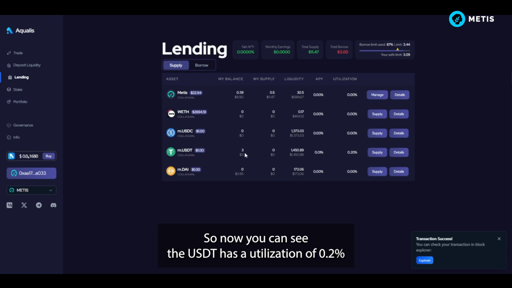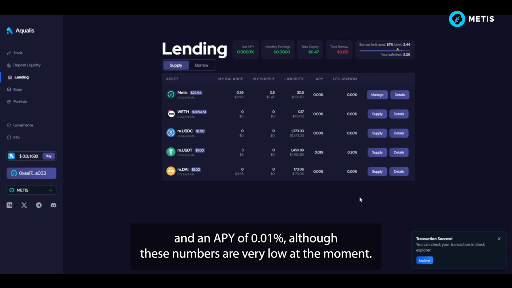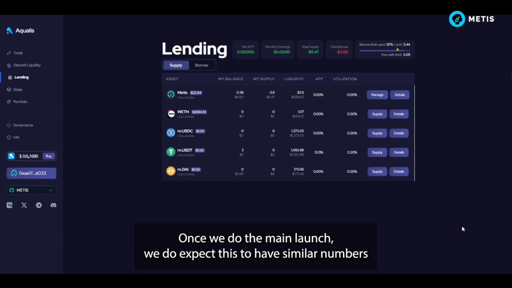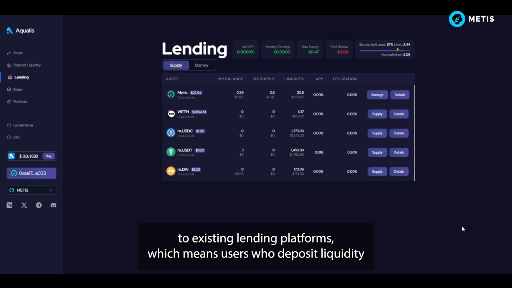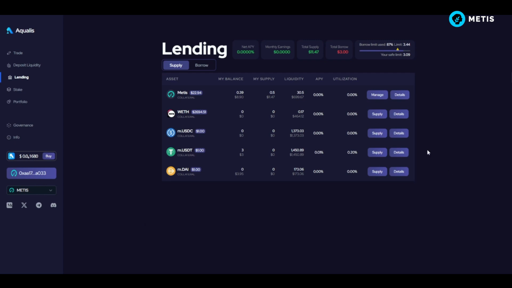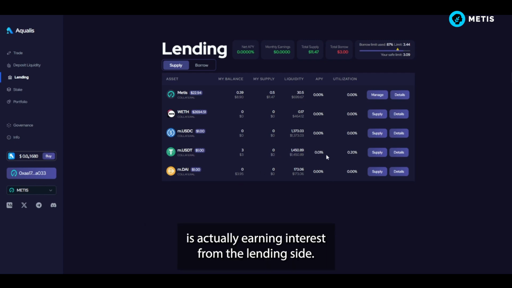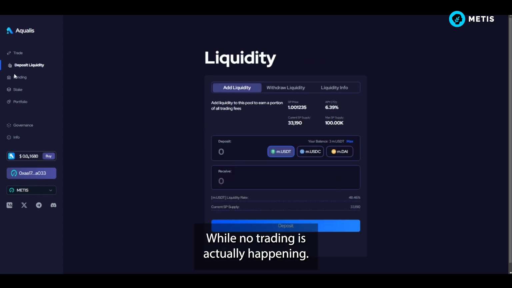Now you can see the USDT has a utilization of 0.2% and an APY of 0.01%. Although these numbers are very low at the moment, once we do the main launch, we do expect this to have similar numbers to existing lending platforms, which means users who deposit liquidity on trading will be able to actually earn from both trading and lending. For example, right now, this deposit done by the Stablepool is actually earning interest from the lending side while no trading is actually happening.